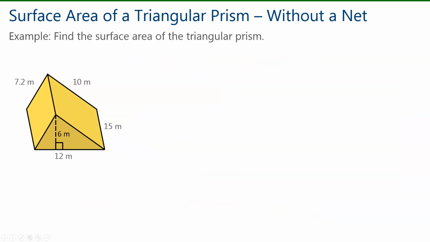We can also find the surface area of a triangular prism without using a net. So I would just focus on the individual pieces. I wouldn't actually draw it out. So to do that, I'll look at the triangle here on the front first. The base and height is 12 by 6.